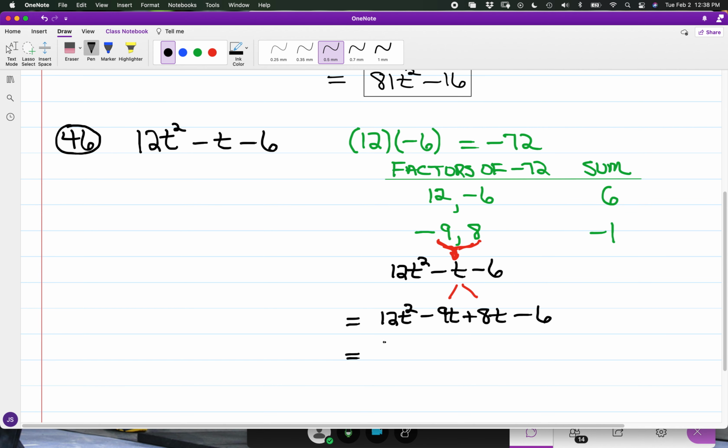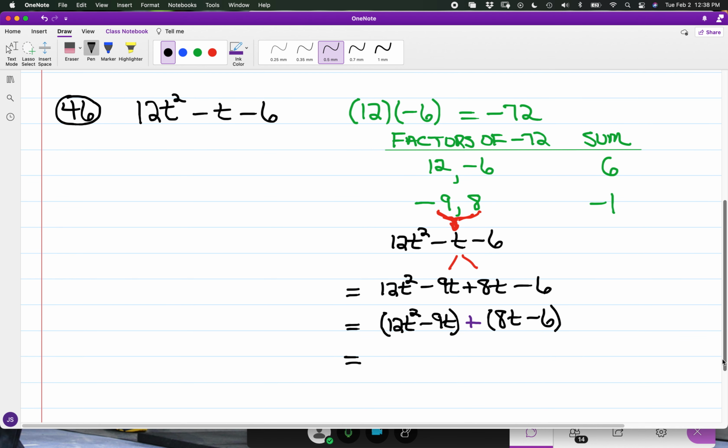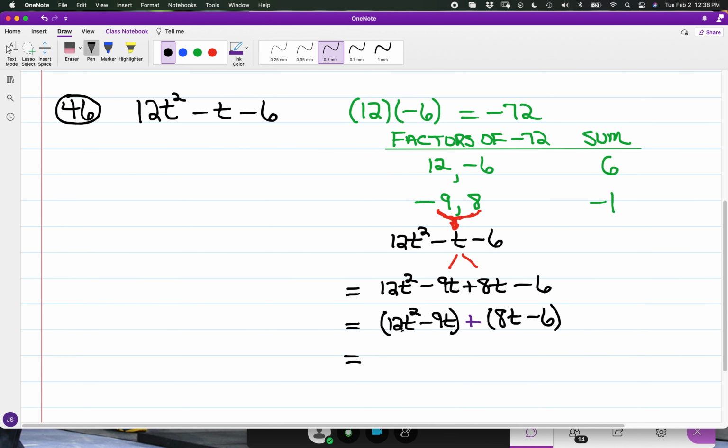So if I pair up the first two and the last two terms in parentheses, we have 12t squared minus 9 times t. And again, the middle operation will be addition. So here we're going to have addition of the quantity 8t minus 6. And now drawing out the greatest common factors from each pairing. For 12t squared minus 9t, the greatest common factor here is going to be 3t.